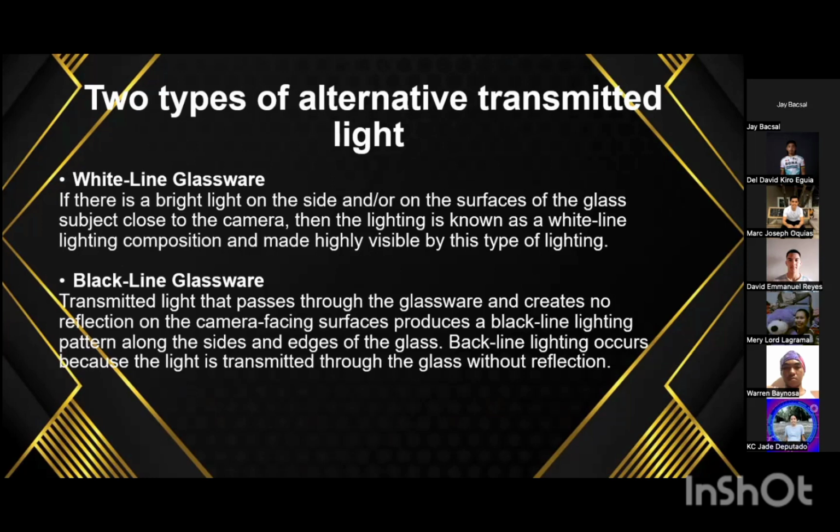Next, black line glassware. Transmitted light passes through the glassware and creates no reflection on the camera-facing surfaces, producing a black line lighting pattern along the sides and edges of the glass. Black line lighting occurs because the light is transmitting through the glass without reflection. The glass absorbs portions of the light and acts as a filter, providing information like color, density, and thickness of the glass. Black line lighting is created by placing a white or light gray background behind the subject.